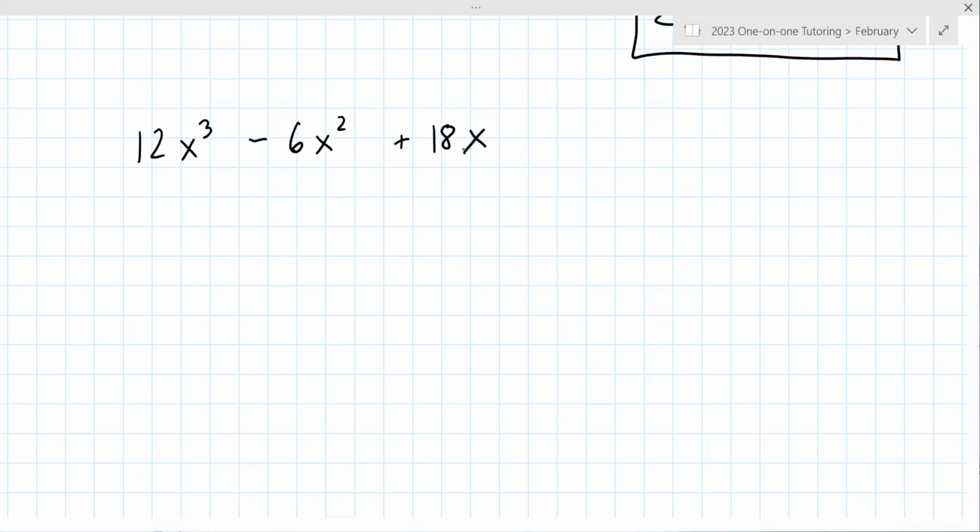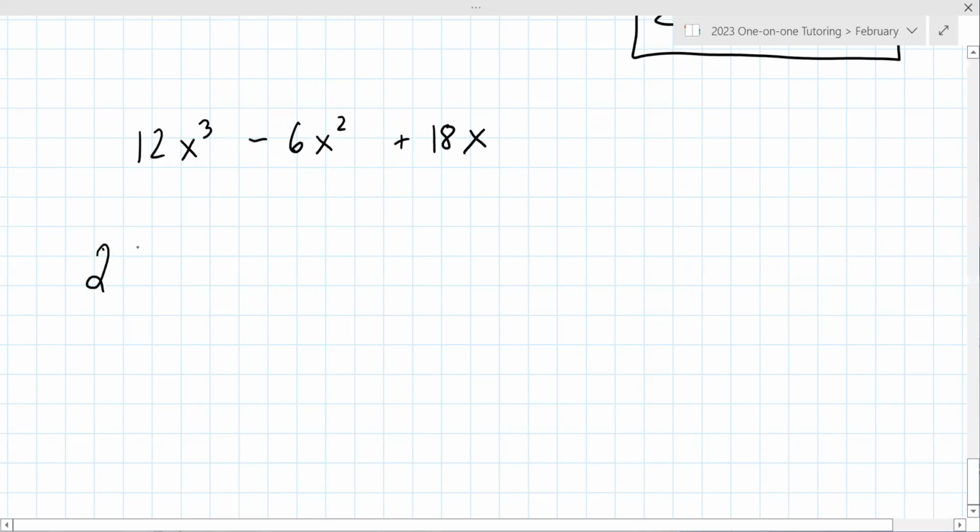What is between the 12, the 6, and the 18? What is the GCF between 12, 6, and 18? What's the largest number that goes into all three? 2. Okay, so it's actually larger than 2, but this is a good example for us to do. Let's just say it was 2.